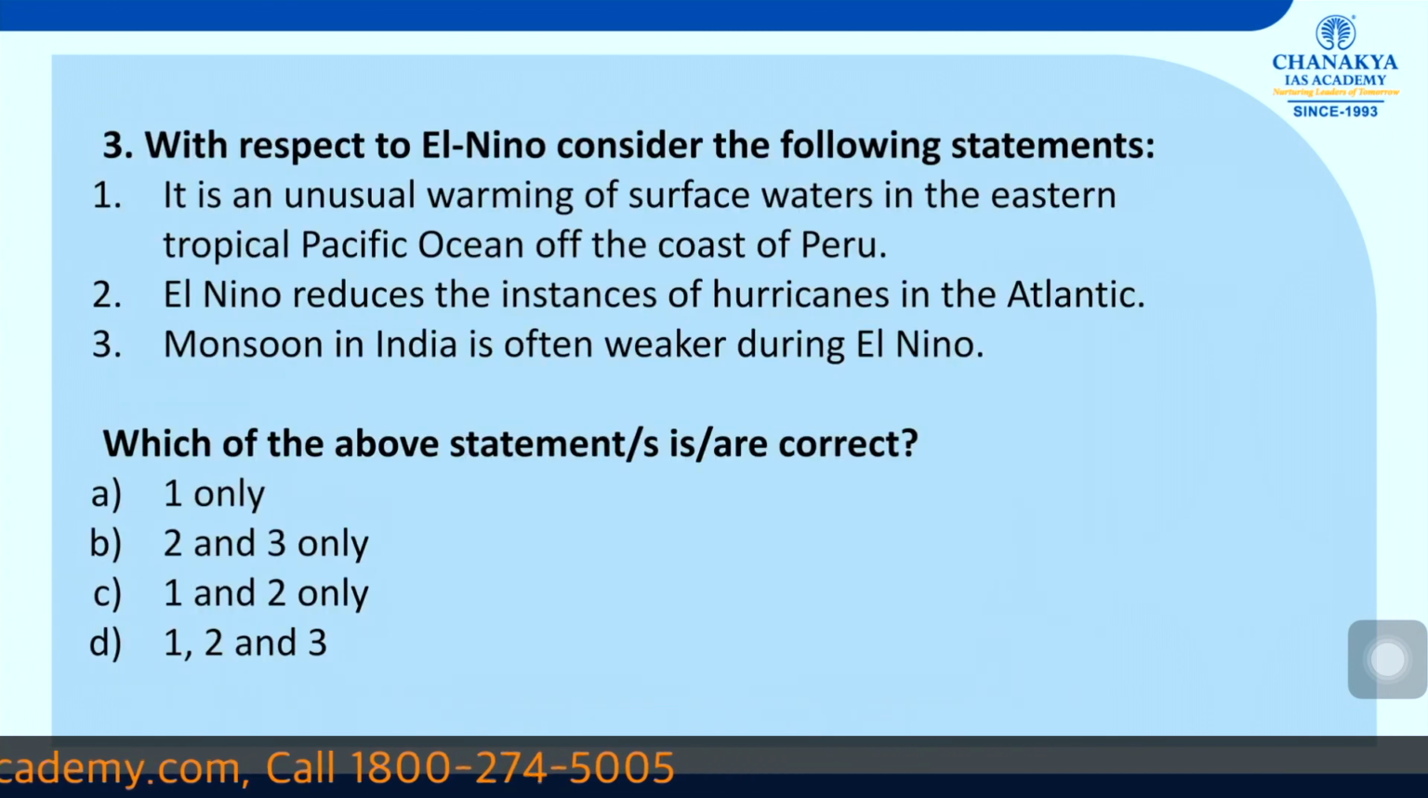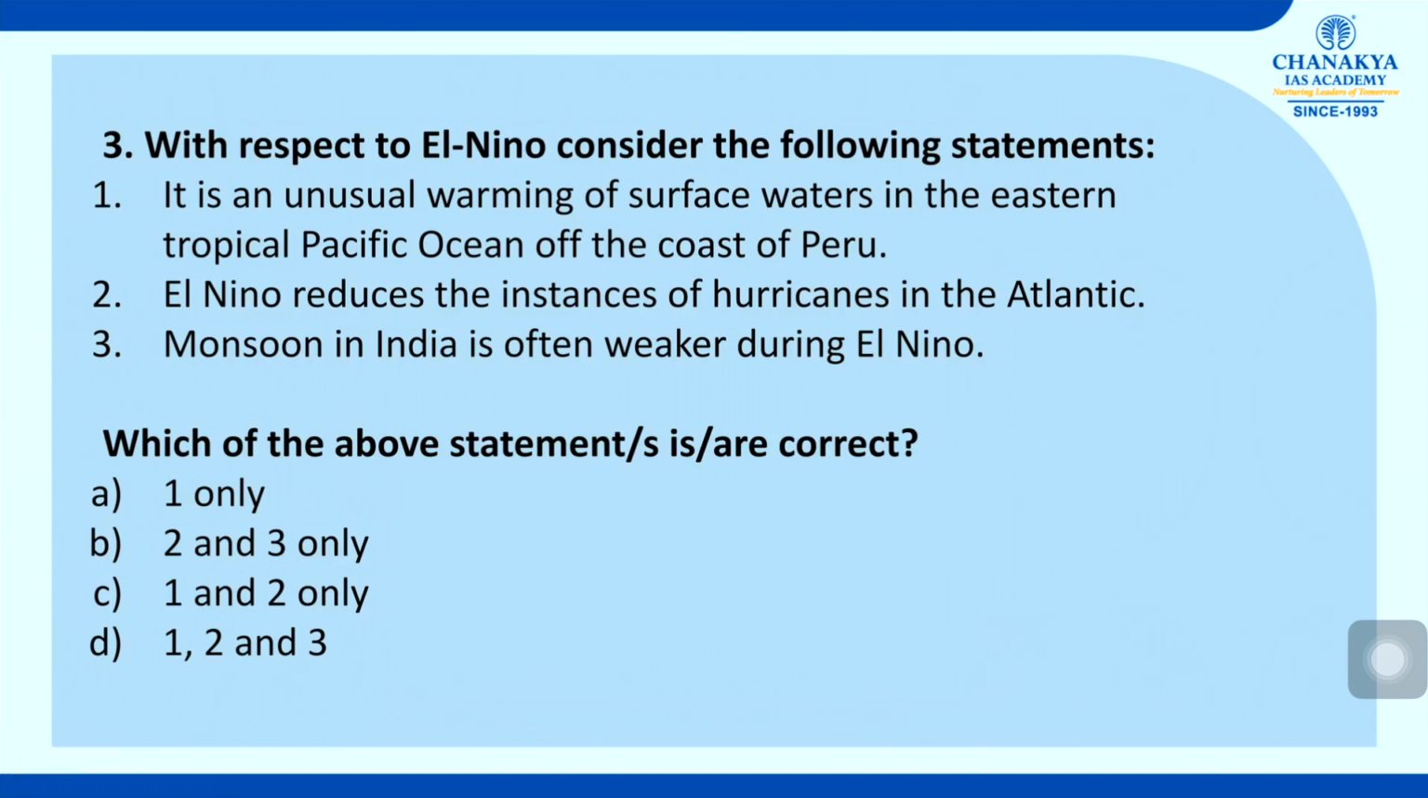Moving to the next question, question number 3. With respect to the El-Nino, consider the following statements. Statement 1, it is an unusual warming of surface waters in the eastern tropical Pacific Ocean off the coast of Peru. Statement 2, El-Nino reduces the instances of hurricanes in the Atlantic. Statement 3, monsoon in India is often weaker during El-Nino. Which of the above statements is or are correct?